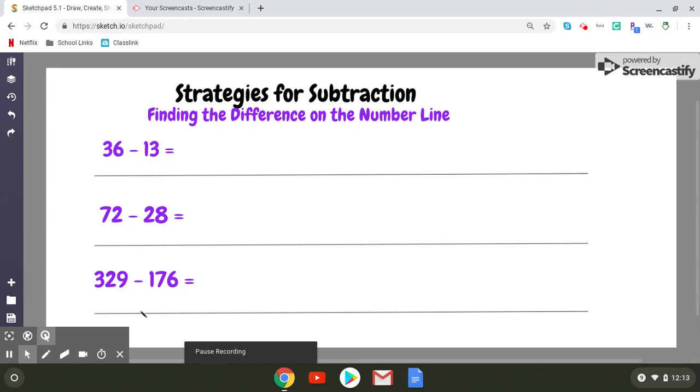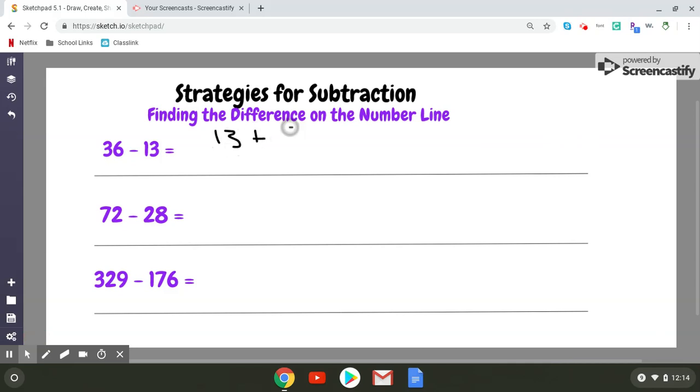So the way that we do this on the number line is to start with the lower number in the equation. So here we're going to start with 13, and instead of moving backwards, we're actually going to count up. So really, instead of 36 minus 13, we're solving the equation 13 plus how many will equal 36. In school, I teach my students to write this reverse missing addend addition equation.